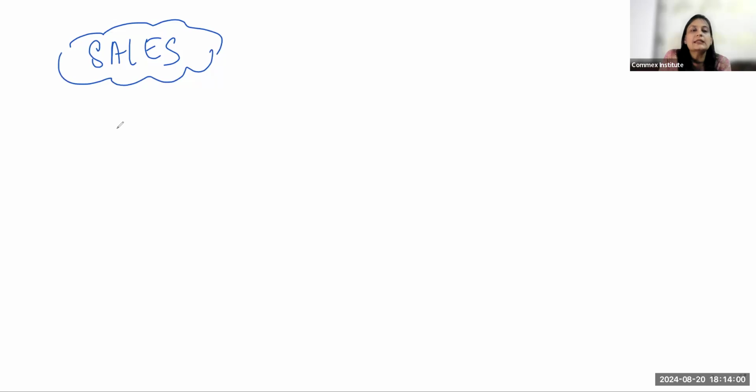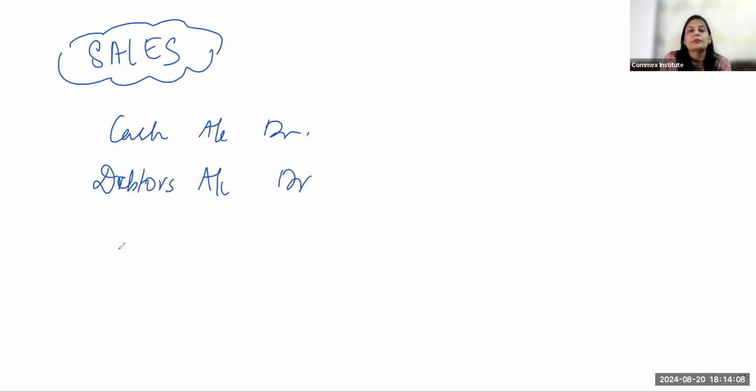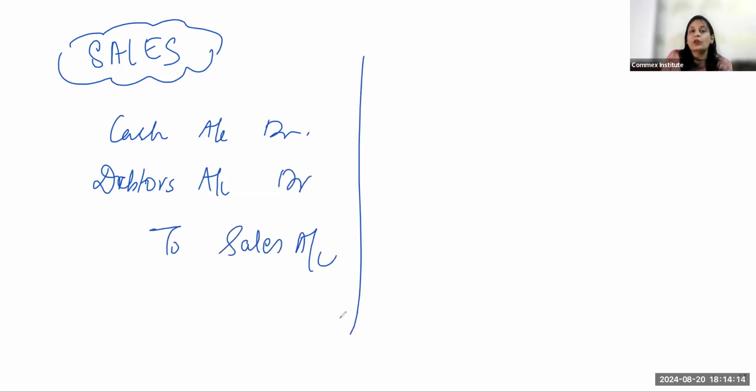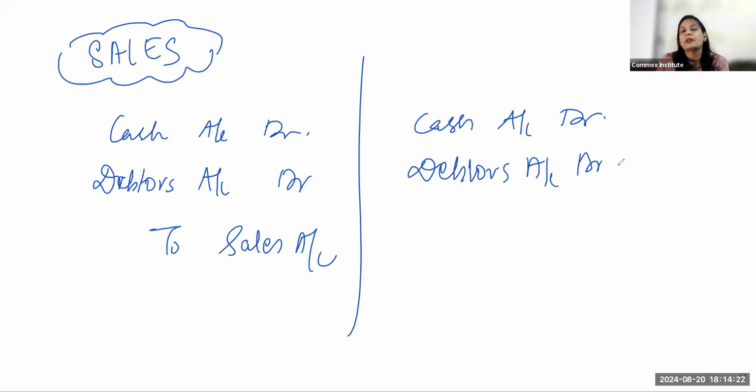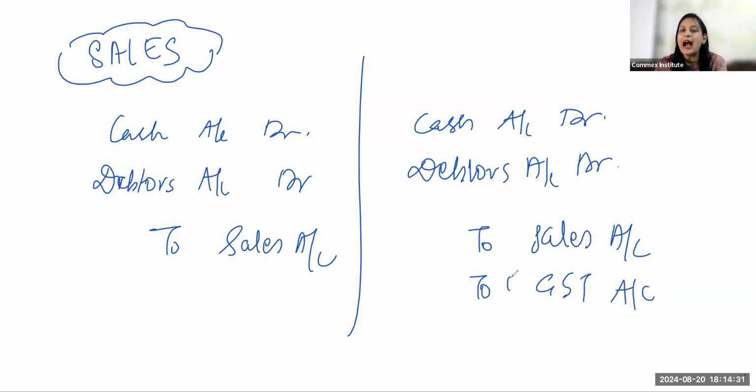Now the normal entry for the sales is cash account debit, or if it is on credit, then debtors account debit, to sales account. If GST is involved, then the entry would be cash account debit, debtors account debit, to sales account and to GST account, and this we call output GST. Sales pay output GST, purchases pay input GST, any expense input GST, any income output GST.